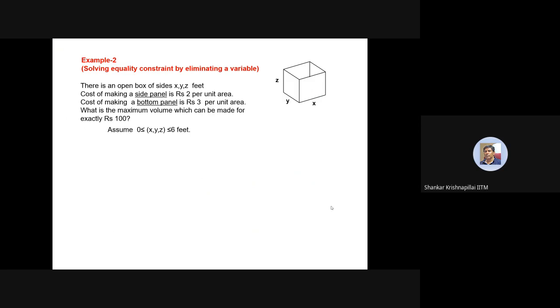Yeah, I think we can look at one more example and stop. So this is an equality constraint. How to solve an equality constraint optimization problem for a very simple case.